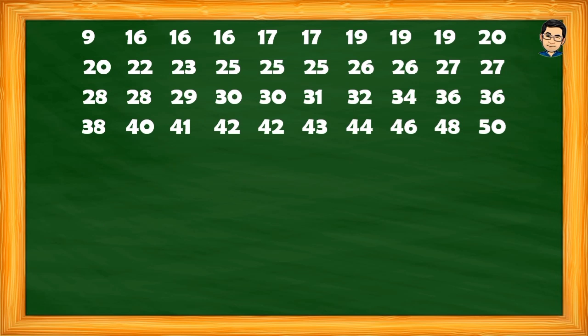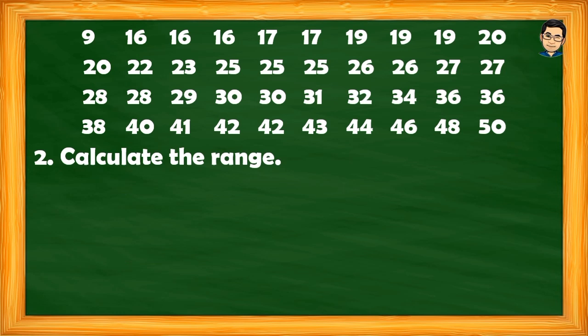Next step na gagawin natin after nating arrange yung mga scores in ascending order, we will calculate the range. So again, when we say range, this is the difference between the highest score and the lowest score. Ayan, naka-arrange yung ating data in ascending order. Madali nating malalaman ano yung highest score tsaka yung lowest score. So yung unang sinulat natin, this is the lowest score, LS. And then yung nasa huli is 50, ito naman yung ating highest score.